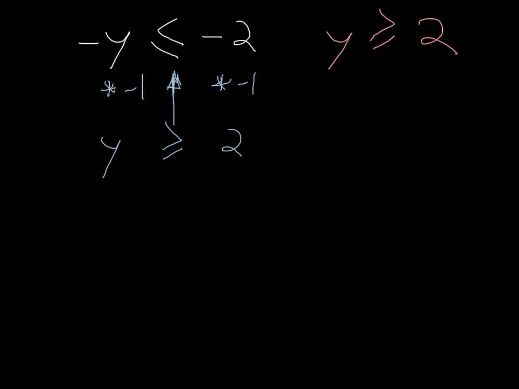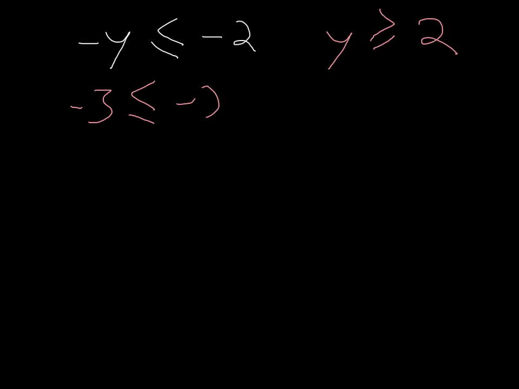So let's try plugging in some examples just to make sure. If I plug in 3 for y, then on the left-hand side, I'll get -3 is less than or equal to -2. Is that correct? Yes, it is. If I go on the right-hand side and plug in the same number 3 for y, I get 3 is greater than or equal to 2. Is that correct? Yes, it is, because they're the same inequality.